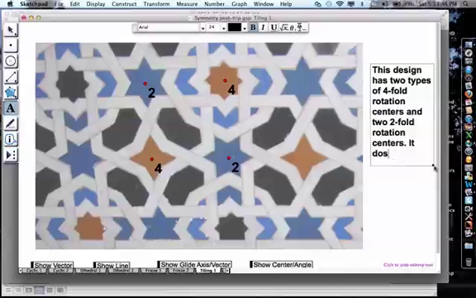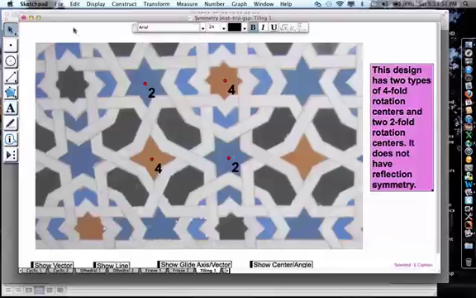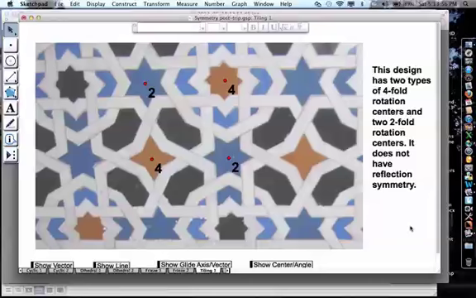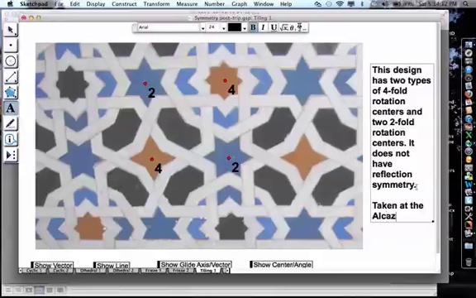It does not have reflection symmetry. And so for the wallpaper patterns, you don't have to name the symmetry group, you just need to describe it. Describe the centers of rotation and whether it does or does not have reflection or glide reflection symmetry. So that's a good enough description for that. This one was also taken at the Alcazar in Sevilla.